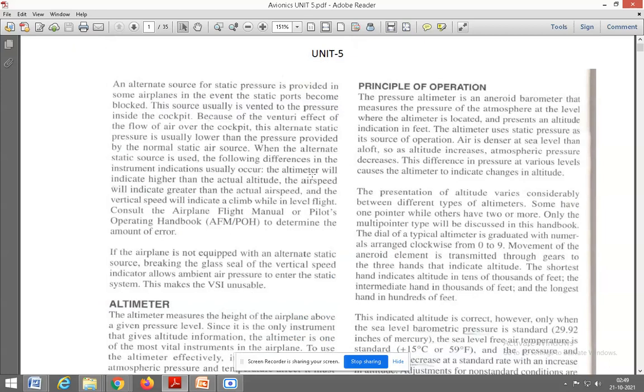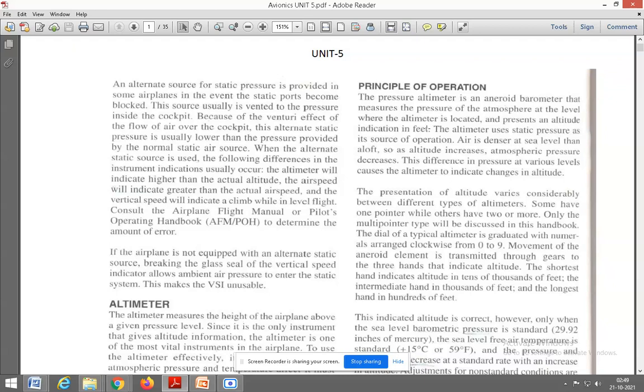So how does it work? The pressure altimeter is an aneroid barometer that measures the pressure of the atmosphere at the level where the altimeter is located and presents an altitude indication in feet. A barometer is a device which measures the atmospheric pressure, to indicate your altitude value in terms of feet. Height will be determined in terms of feet.